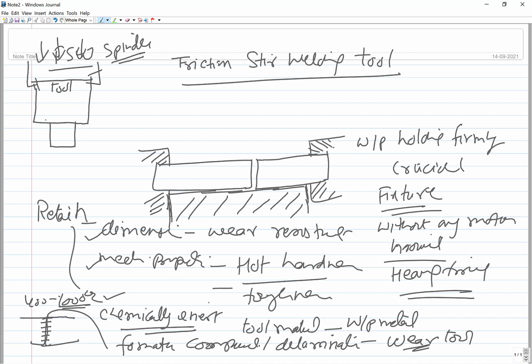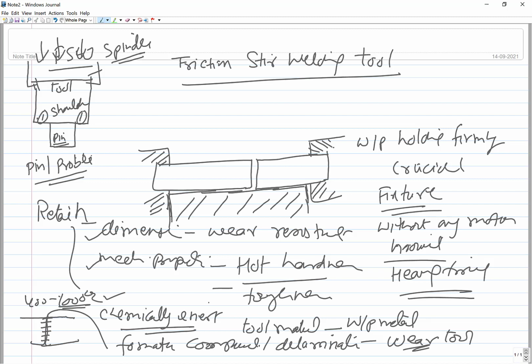Okay, and this tool primarily has two components. Component one is this, that is the shoulder. And another is this pin. This is the second component. There are various names, like you can call it a pin or probe also. Probe. Okay, so both contribute in the joining process, or friction stir welding process.